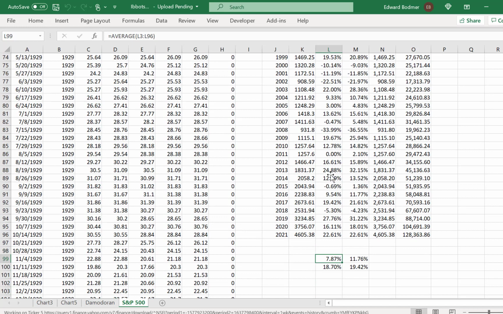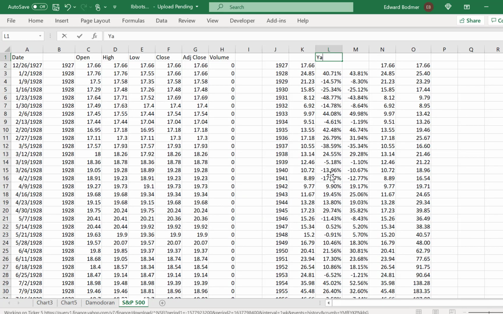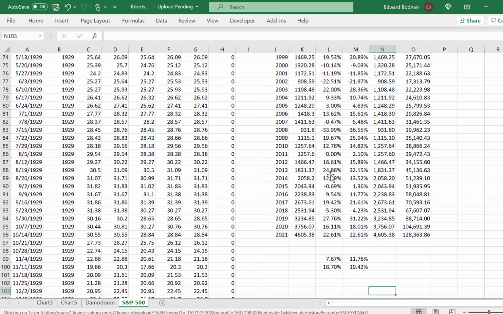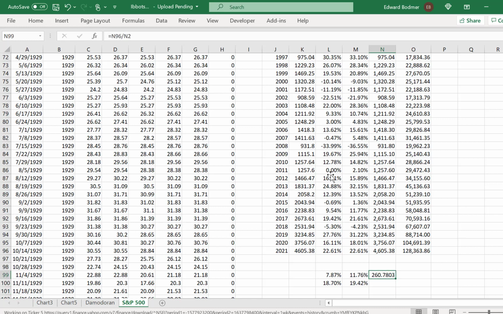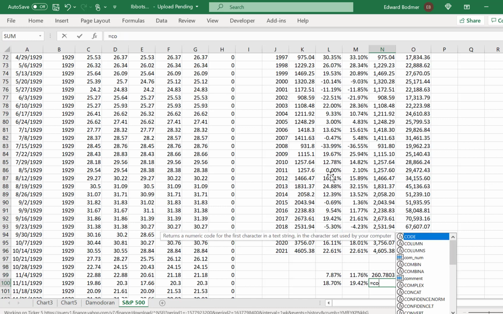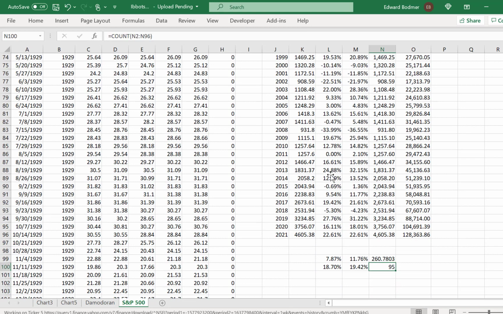Number one, this is the average of the rate of returns. And why don't we put, this is Yahoo, and this is Ibbotson. Now I'm starting at the same place and doing an index on the same place. First of all, the average is different, but if we took this one divided by the one way up at the top here, then we say, well, let's count how many.